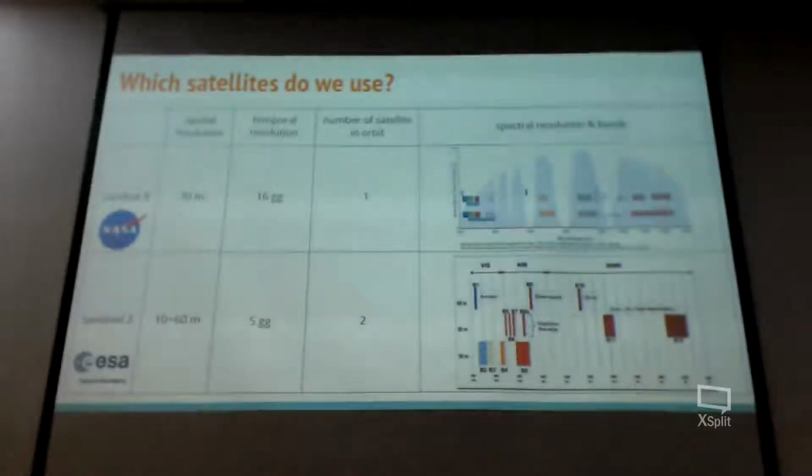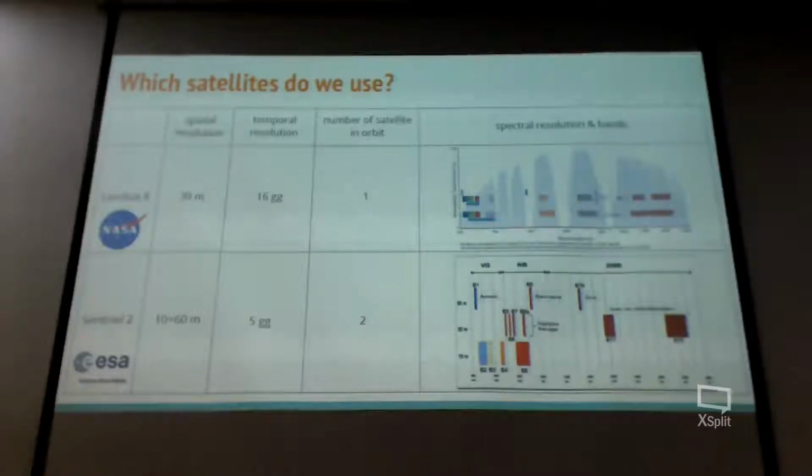So specifically, which satellites do we use? Here we see Landsat 8 and Sentinel-2, but even Landsat 7 is still operative and of good quality, so we are using that satellite too for this service. Landsat 8 has a spatial resolution of 30 meters with a temporal resolution, the frequency of the pass of the satellite, of 16 days.